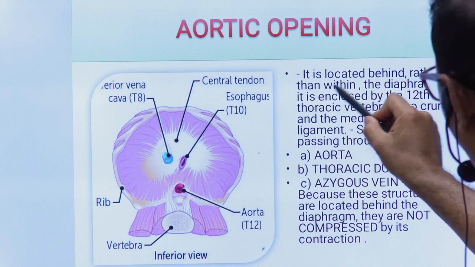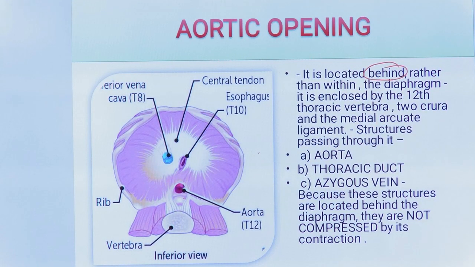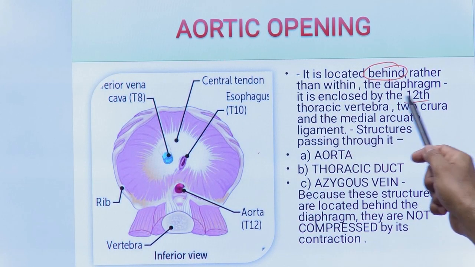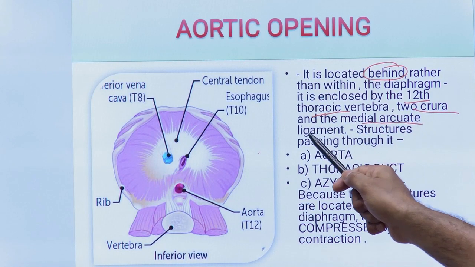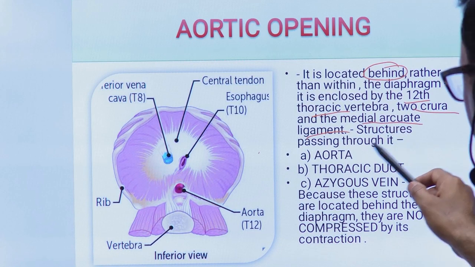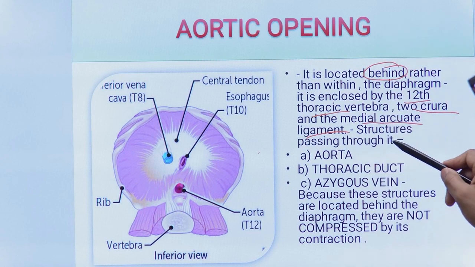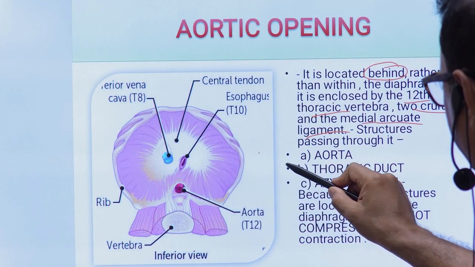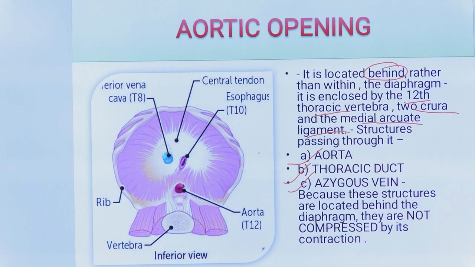So it is located behind, not within. The important point: this is located behind and not within the diaphragm, and it goes by the 12th thoracic vertebra behind, the crura, the medial arcuate ligament, and the median arcuate ligament. The structures passing through it are the aorta, thoracic duct, and the azygos vein.